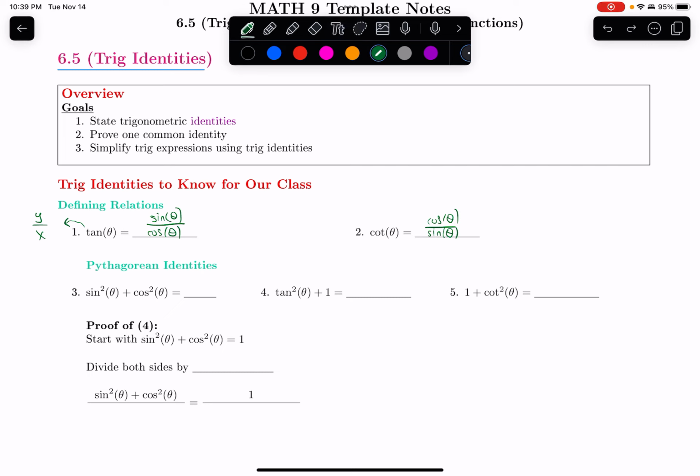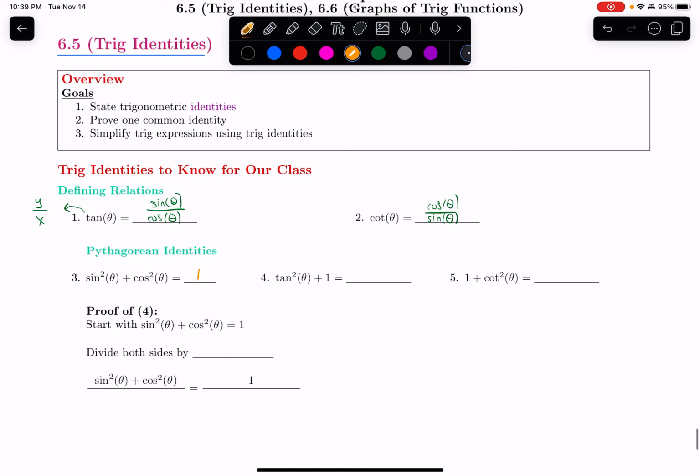All right, so then we have what I call the Pythagorean identities. We don't really need to know that term, but I want you to know what these identities are. So we've seen the first one, sine squared theta plus cosine squared theta equals 1. We saw that back in our unit circle section. There are two others related to this one, and the way we get them is starting with this identity, sine squared theta plus cosine squared theta equals 1, and dividing both sides by something. So if I divide both sides by cosine squared theta, that's going to help me show this fourth identity.